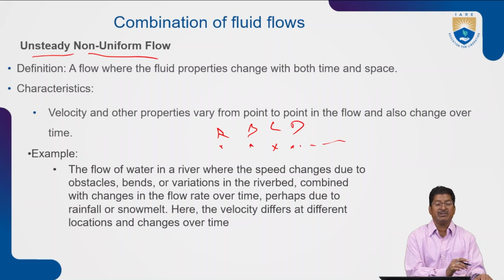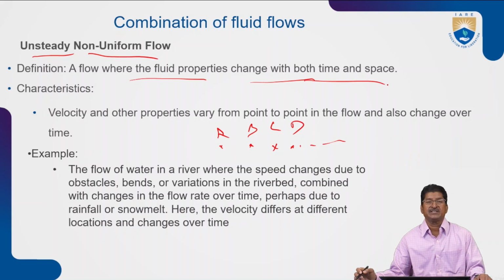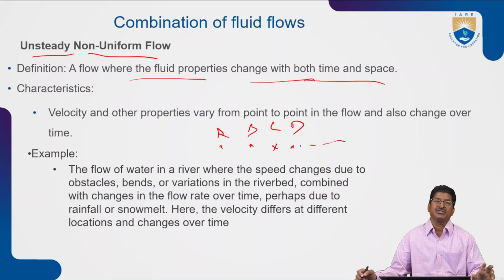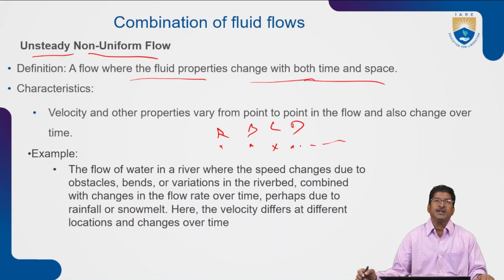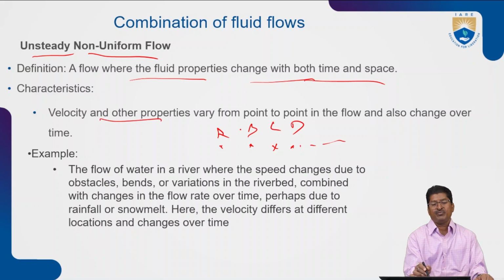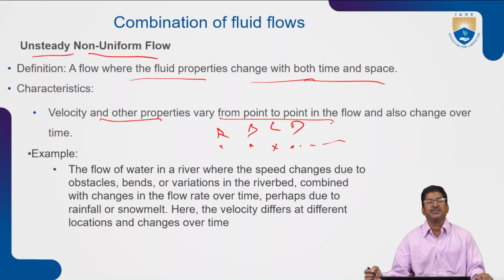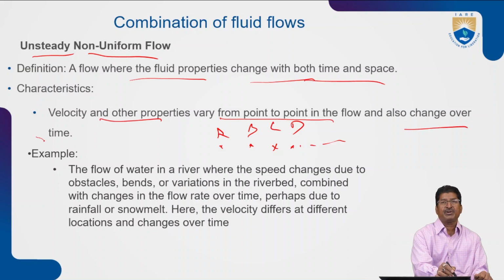So let us see the definition given here. A flow where the fluid properties change both with time and space. So fluid properties are changing with respect to time, and with respect to space also. That is the definition for the unsteady non-uniform flow. If you see the characteristics, velocity and other properties vary from point to point. Other properties means density and pressure. They vary from one point to another in the flow and also change over time.